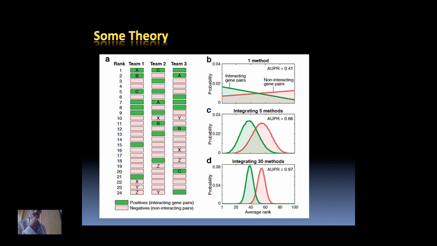And why? So here is how we said we are aggregated. Team 1 put item A at number 1, team 2 put item A at number 7, and team 3 put item A at number 2, right?